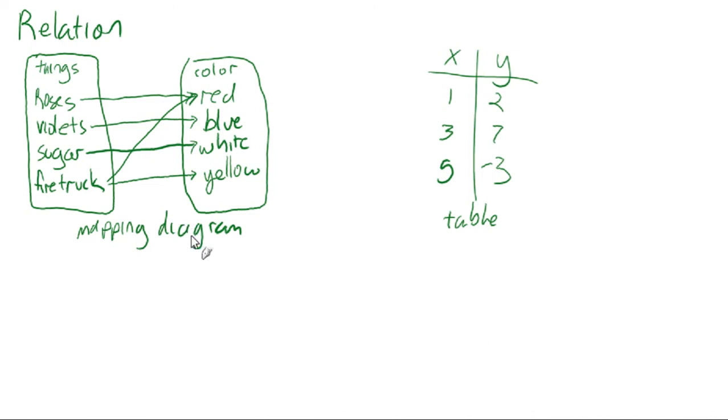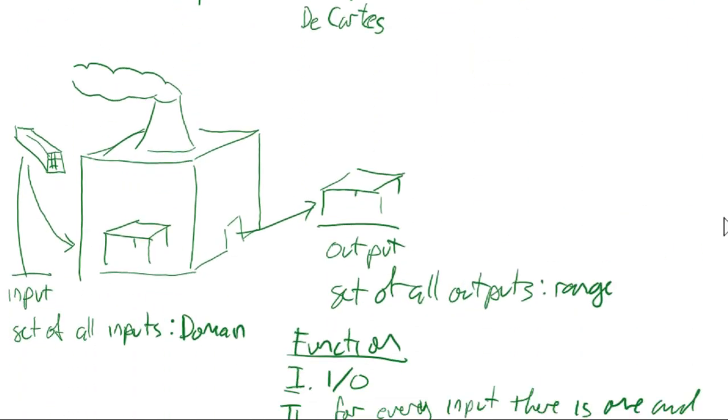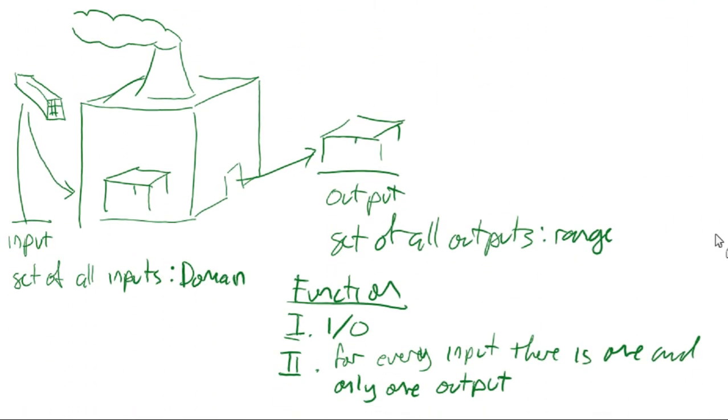A function has one and only one output for every input, but this guy here, 1 goes to 2, 3 goes to 7, 5 goes to -3. None of these goes to 2 different things. We could make it into not a function. We could take 5 again and send it to something different, send it to 0. Now it's not a function. Now it's just a relation. But if we just use the green ones, then it's a function. Okay. So that's what a function is.